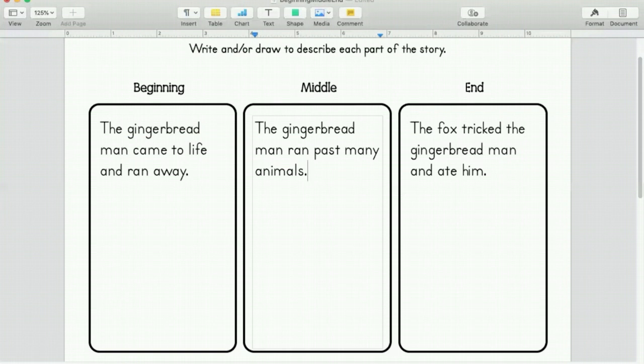And I'm sure you remember what he says every time. You can tell yourself that saying, run, run as fast as you can. You can't catch me, I'm the gingerbread man.